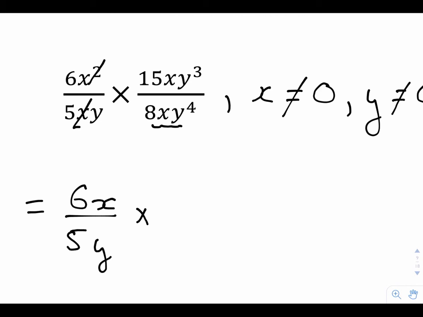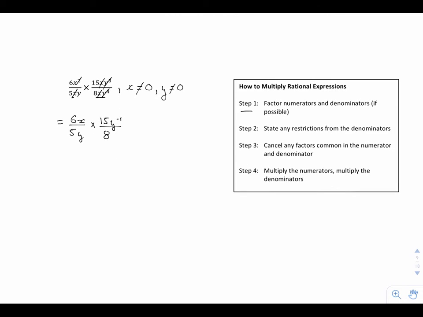Times, well, 8 and 15 do not divide each other, so I'm going to write 15 up here, but x and x cancels out. And the y to the 3 and the y to the 4 becomes y to the exponent negative 1. And that's all over 8. So we've done step number 3.